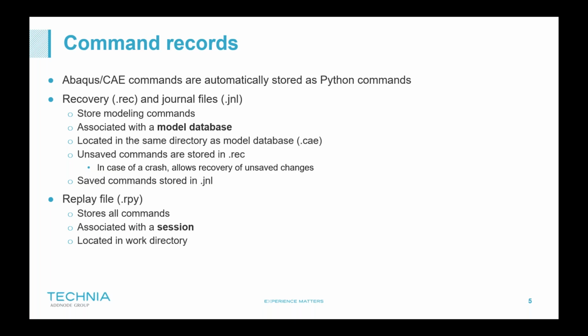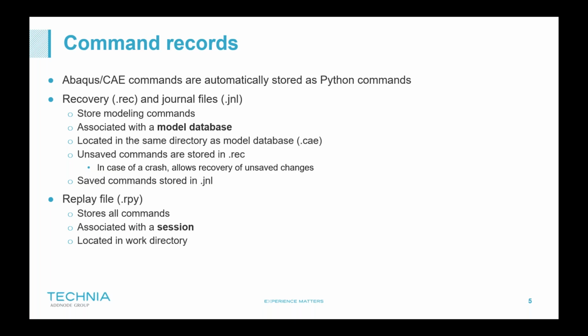And the difference between the rec and JNL file is that unsaved commands go to the rec file, and whenever we save the model database, they are moved to the journal file. So you could say that the journal file is just, as the name suggests, a journal of all the commands that have been used to build the model. And the fact that we have a rec file that stores unsaved commands is useful in the case of a crash, for example, because that lets us recover the commands that were not saved in the model.